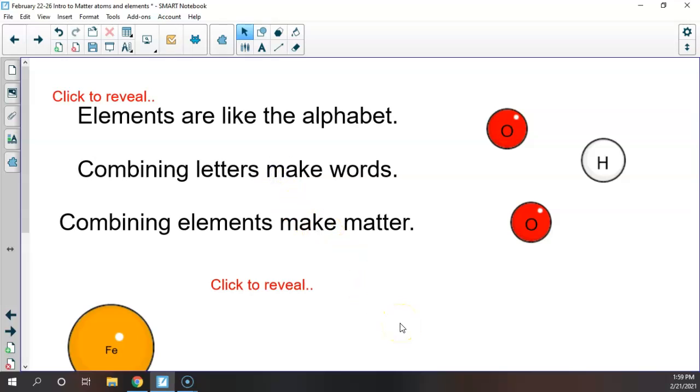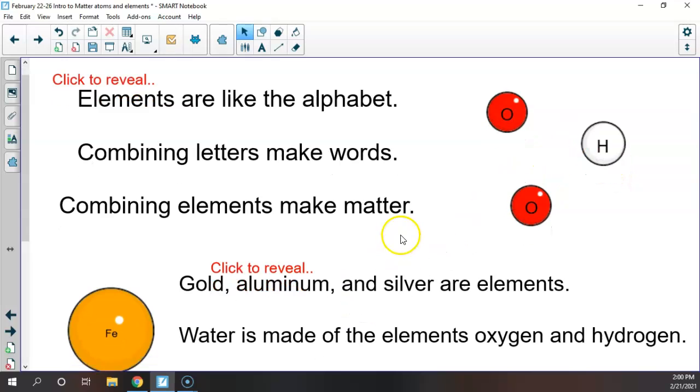So elements, as we said, are the building blocks of all matter, like the alphabet. Combining letters makes words, and combining elements makes matter. Maybe you can tell here already, these are 3 different molecules. We have hydrogen and 2 oxygens here. You're probably, hopefully, able to guess that this is H2O, which forms water.